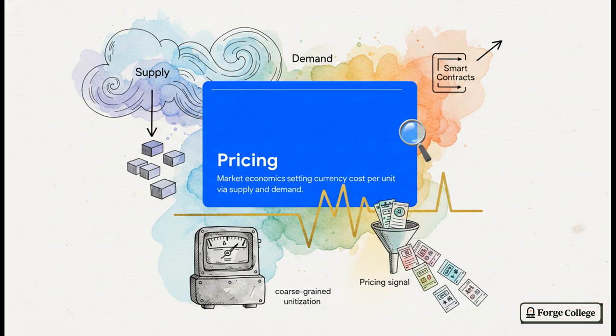like base fee burns. When you mix coarse-grained unitization, like a broad gas meter, pricing has to absorb a whole lot of variance. But with fine-grained units, like our itemized tickets, pricing signals can target specific expensive operations with incredible pinpoint precision.